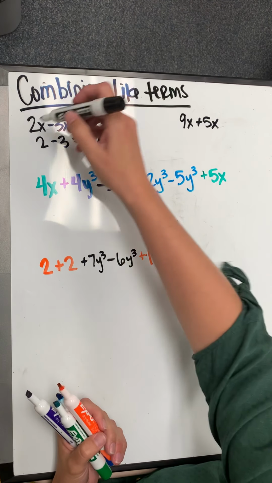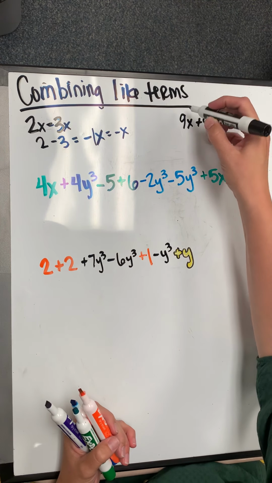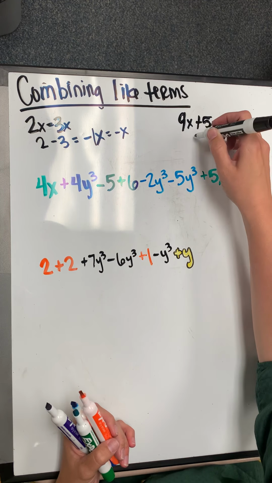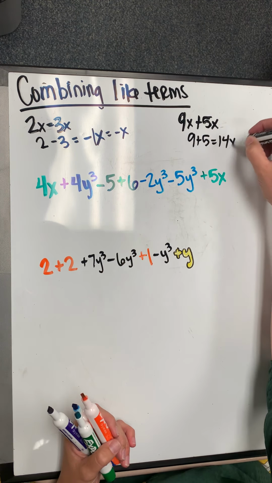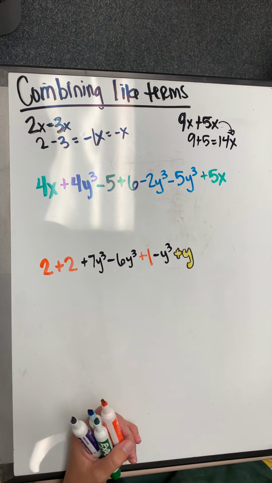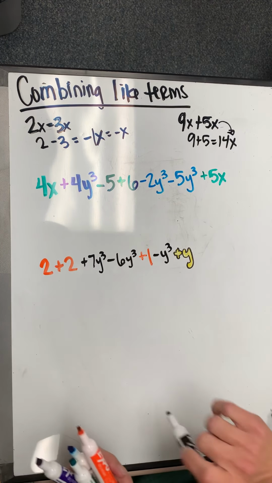Notice that you're doing what your numbers tell you to do. 2 minus 3. Over here it would be 9 plus 5. Well, 9 plus 5 is equal to 14, and I have 14 x's. So you just don't want to lose that variable. I'm going to show you guys with some color coding down here.